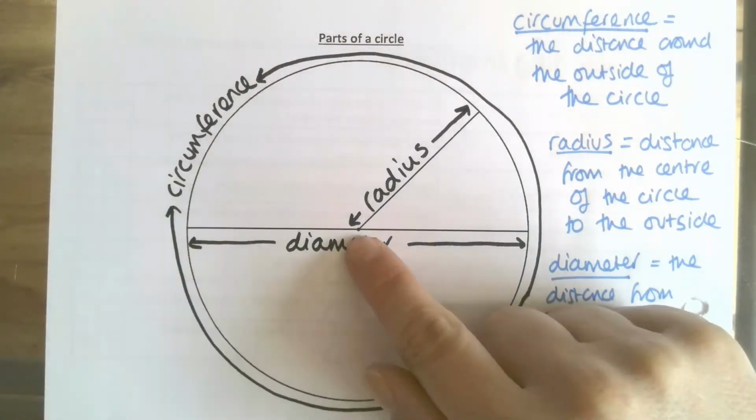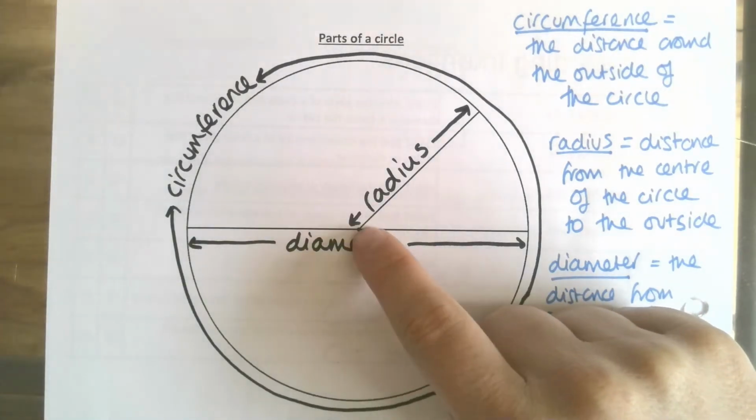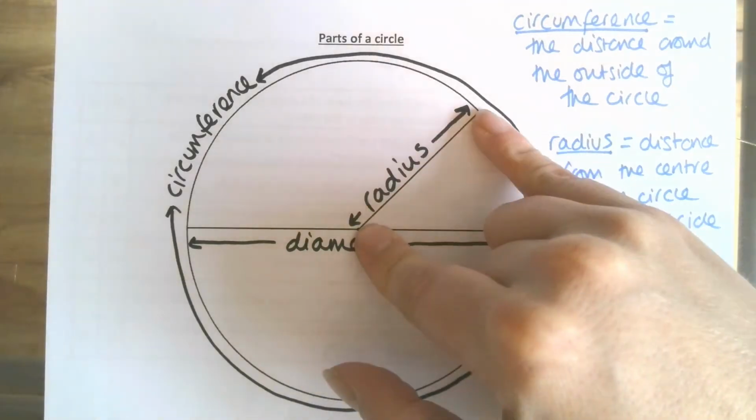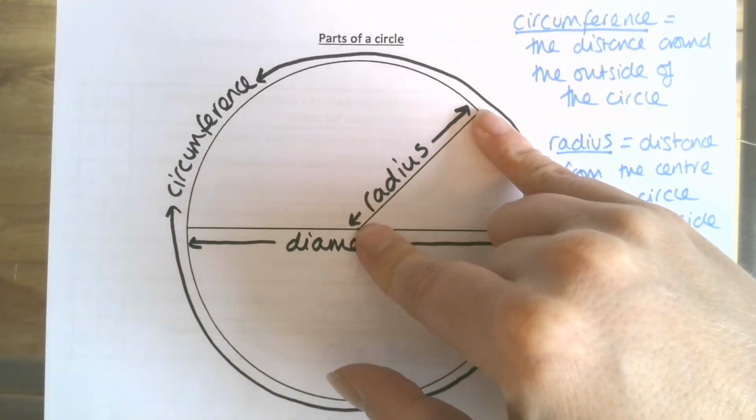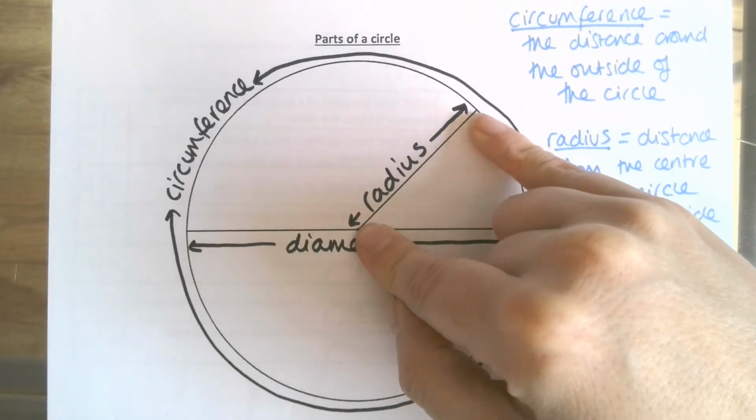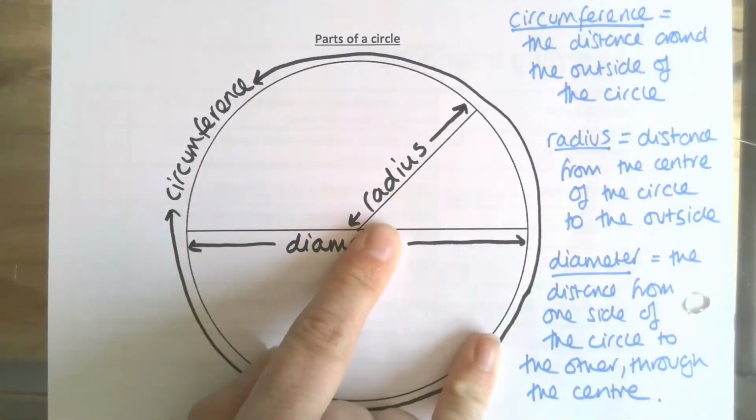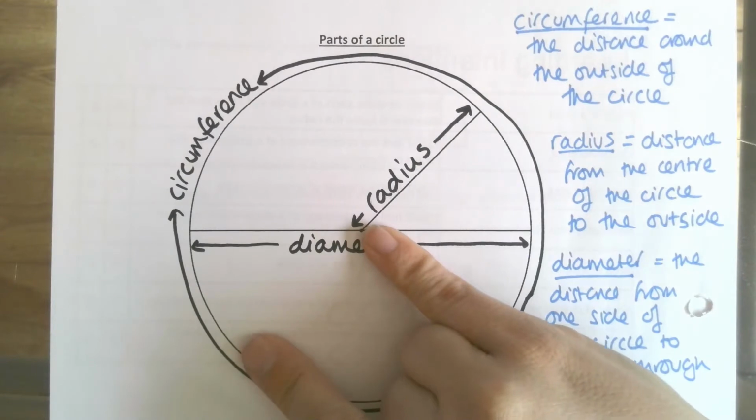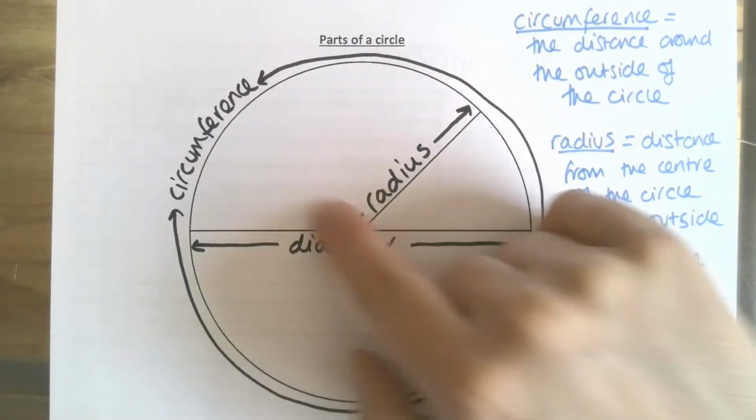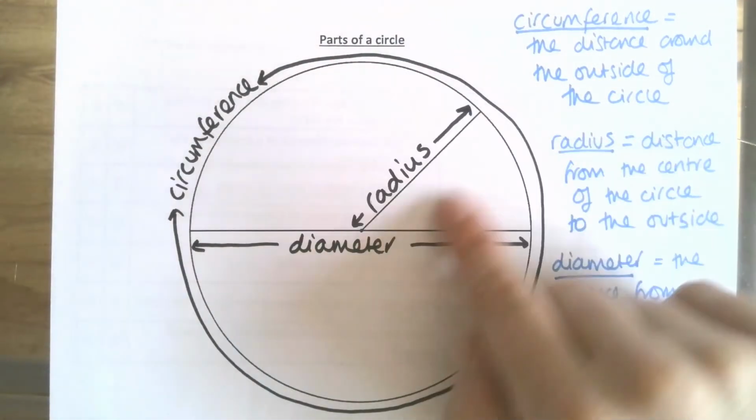The radius is the next one that we need to know. Now the radius is the length between the center of the circle the whole way out to the edge of the circle. And that'll be the same whether it's drawn on here or here or here. Doesn't matter. It's going to be the same distance the whole way round for the radius.